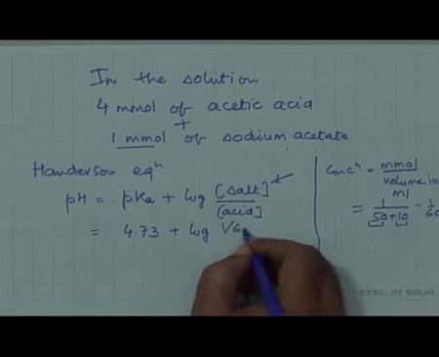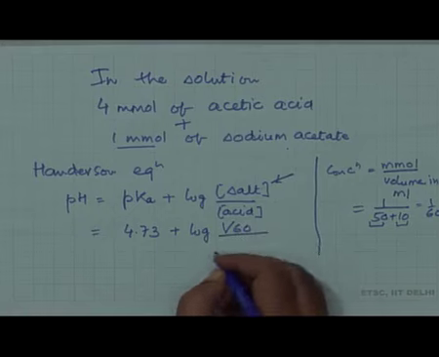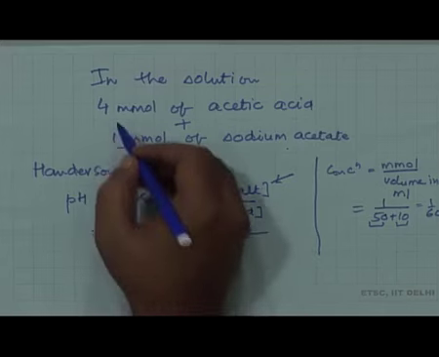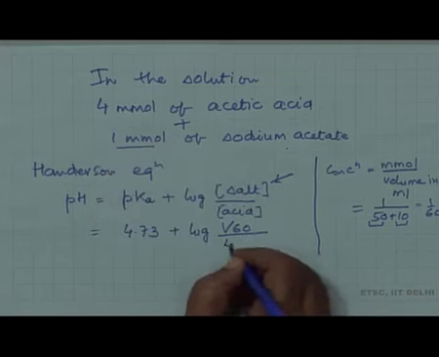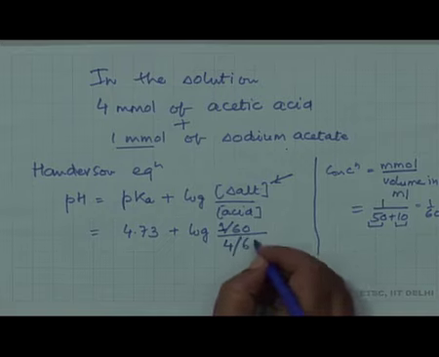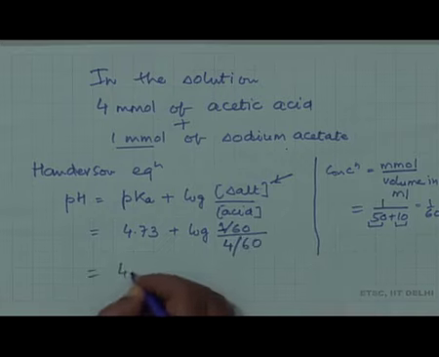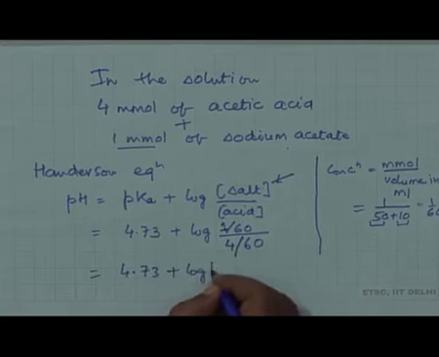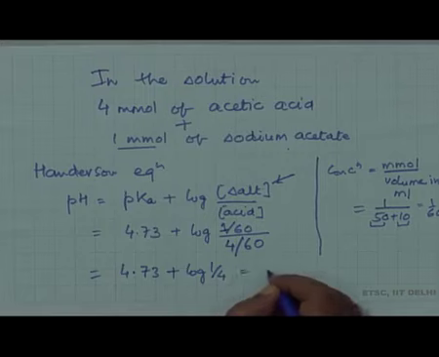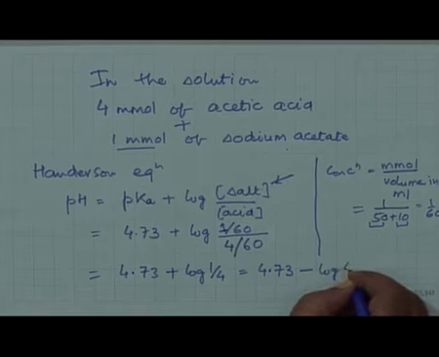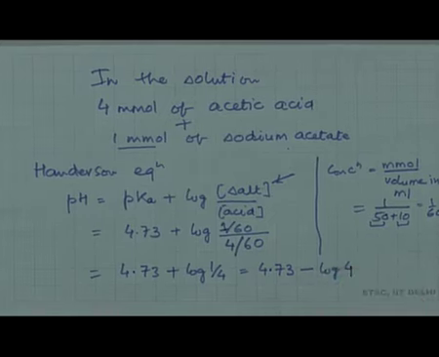So, this is 1 by 60, and the amount of acid is 4 millimole, so 4 divided by 60. So, this is 4.73 plus log 1 by 4, or simply we can write 4.73 minus log 4.